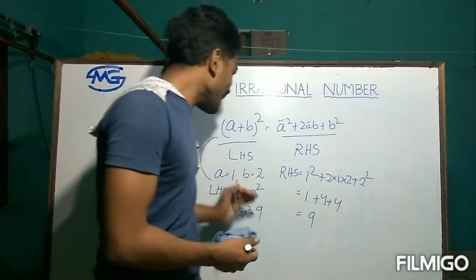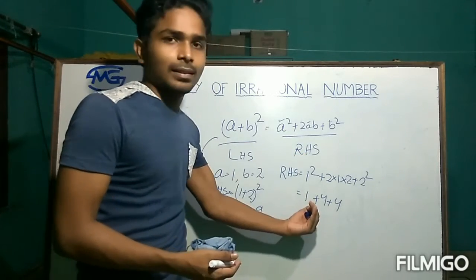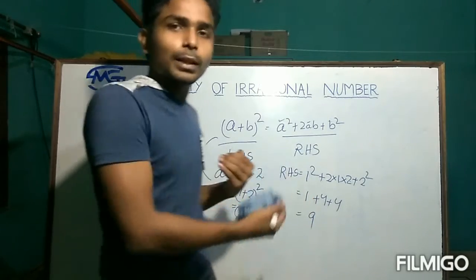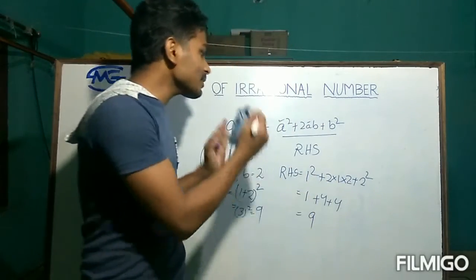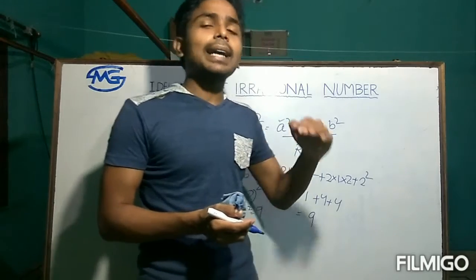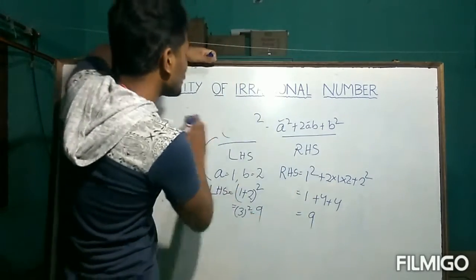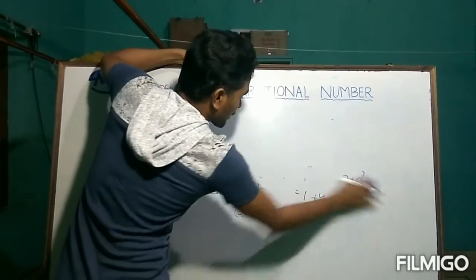See, after putting any values of A and B, we get the same result. That means LHS is always equal to RHS. This is known as an identity. So in this session we will study the identities of various irrational numbers. Let's start with the first identity.